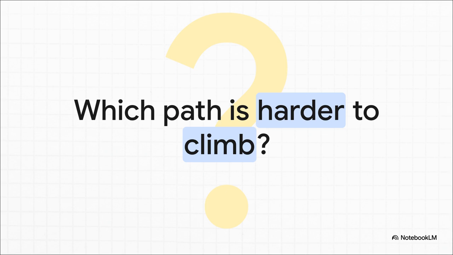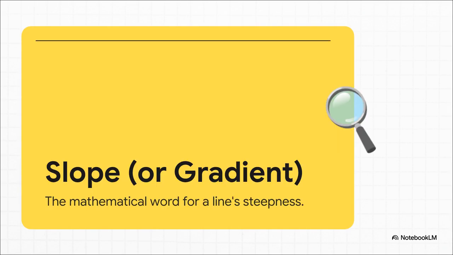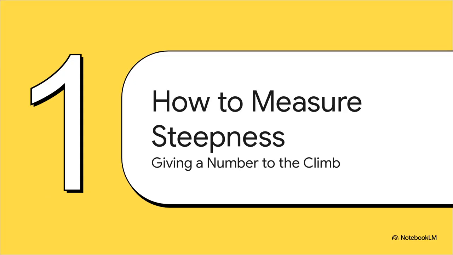And in math, that feeling has a special name. And that name is slope, or sometimes you'll hear it called gradient. It's pretty much just the official mathematical word for steepness. It's how we take that intuitive feeling of a tough climb and turn it into one single solid number. So how do we actually do that? How do we put a number to that climb?